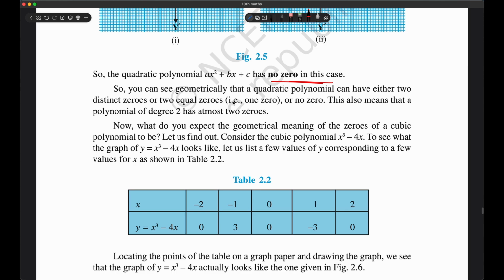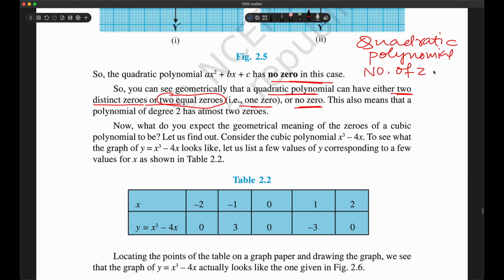So for a quadratic polynomial, either it has two zeros of the polynomial, or there are two equal zeros, that is one zero of the polynomial, or there are no zeros of the polynomial. If we write here, for a quadratic polynomial, the number of zeros is either 2 or 1, or there are no zeros of the polynomial.